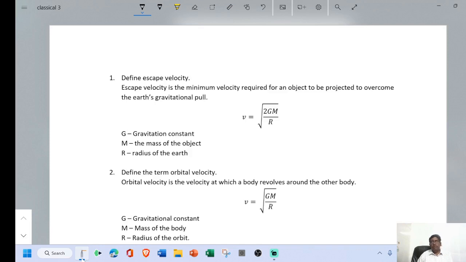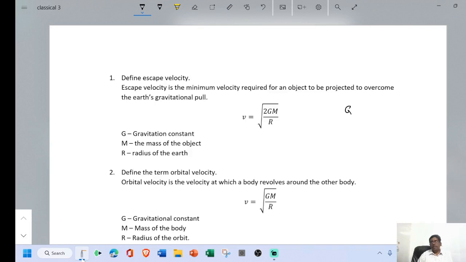Suppose an object is moving with this velocity, it can escape from the gravitational pull of the Earth. Once you project the object in the upward direction, that object will escape from the gravitational pull of the Earth if it is moving with this velocity v equal to root of 2 G capital M divided by R.